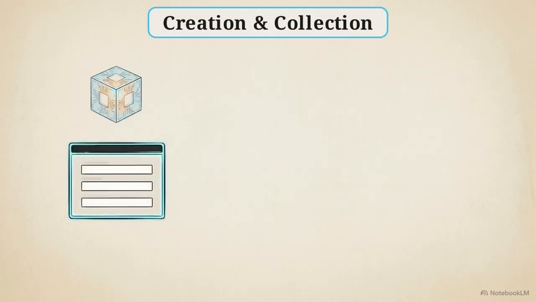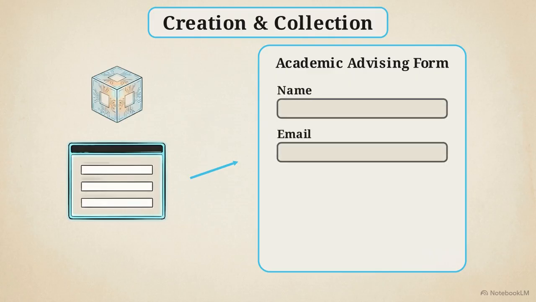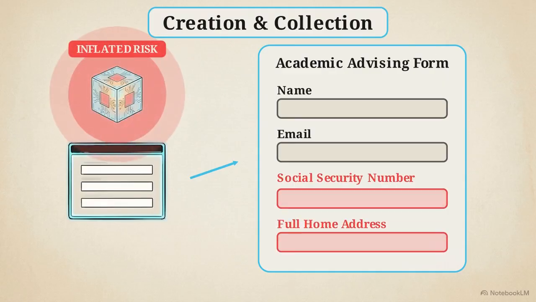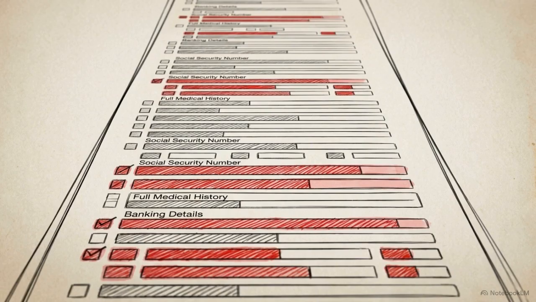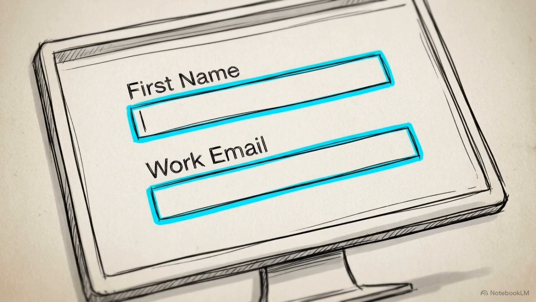Notice this web form taking in our student support record at the first node. The intake process asks for the student's name and email, but it also demands a social security number and a full home address for a simple academic advising appointment. This is excessive collection, and it creates a compounding threat. By gathering those unnecessary identifiers, the organization has permanently inflated its attack surface. Every extra data point is now a liability that must be secured, governed, audited, and eventually deleted. The safest piece of data is the one that was never unnecessarily collected or created in the first place.